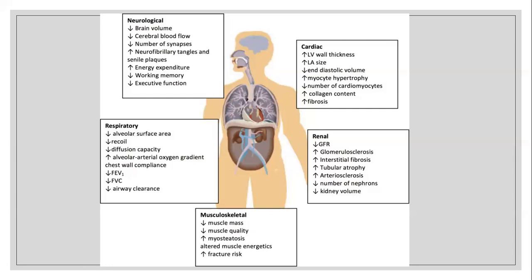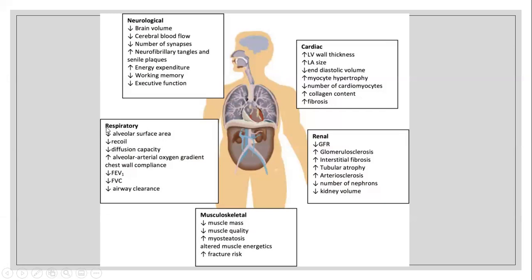Fibrosis is common, or arteriosclerosis develops. In the renal system, the glomerular filtration rate should be down. Glomerulosclerosis increases, interstitial fibrosis occurs, tubular atrophy, also arteriosclerosis, and a decrease in the number of nephrons.